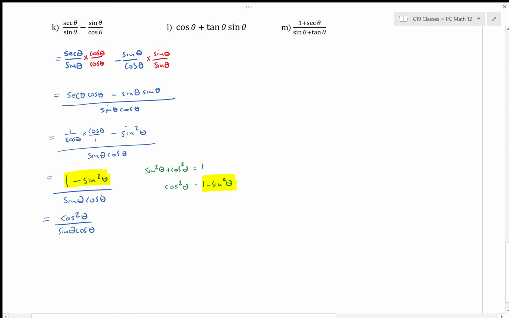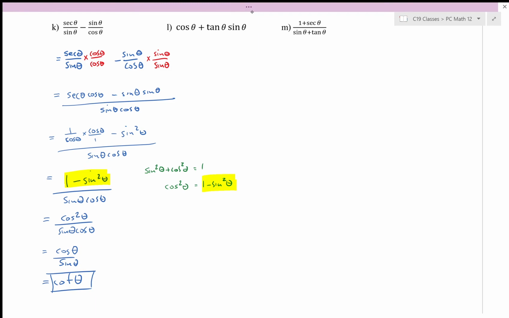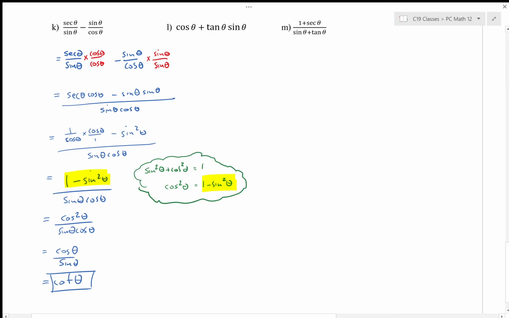And you can see that one cosine theta from the top and the cosine theta in the denominator are going to cancel each other out, and I'm left with cosine theta over sine theta, which is cotangent theta. Okay, so a lot of work going on there. You can see that I used a reciprocal identity, a Pythagorean identity, and a lot of fraction math. There's a lot of stuff going on there, and the difficulty is being able to show those steps clearly. You're going to see that's going to be a difference maker later.